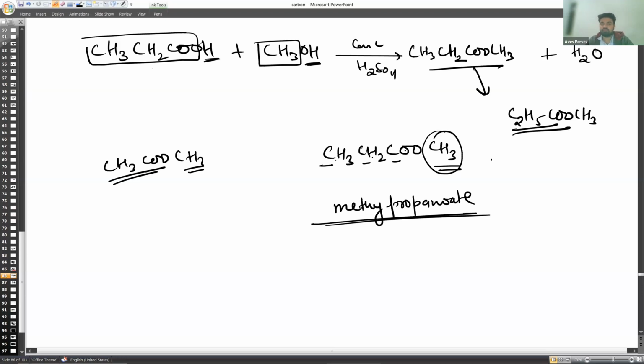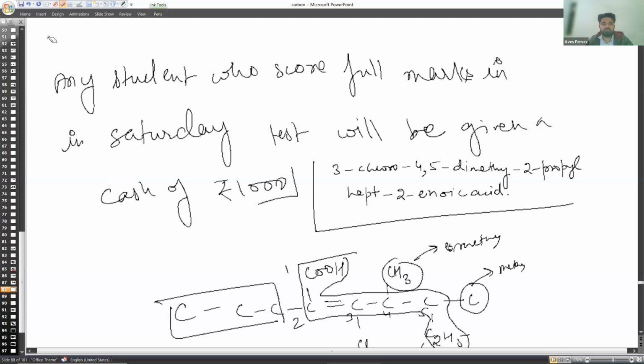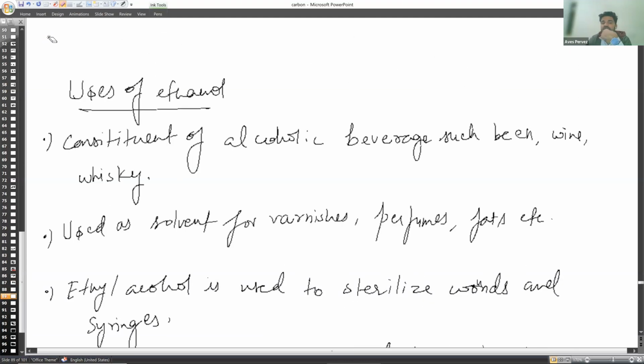Now, this is methyl propanoate. Are you continuously writing this one or not? Yes, sir. Okay. Next, have we written the uses of alcohol? No, sir.